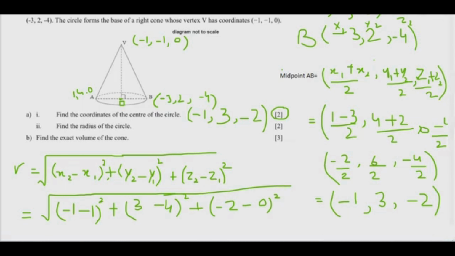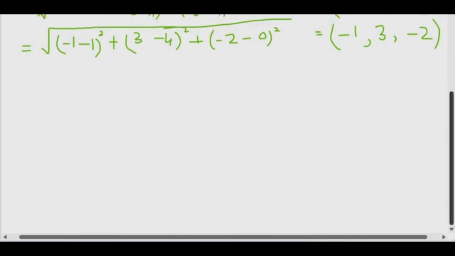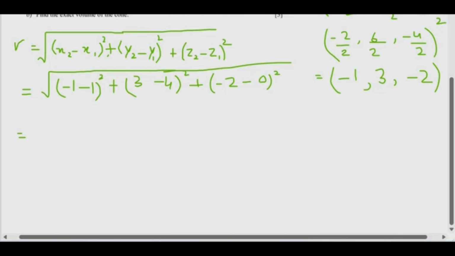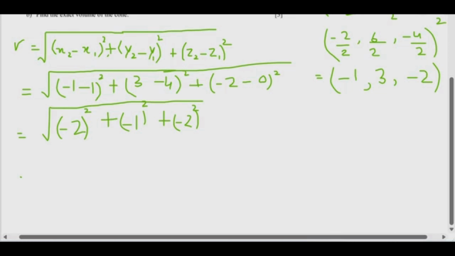All right. Now minus 1 and minus 1 would be minus 2 square plus minus 1 square plus minus 2 square. And they all have a square root on top of it. Now, when you take a square of minus 2, it would become 4, it would become 1, and it would become 4.